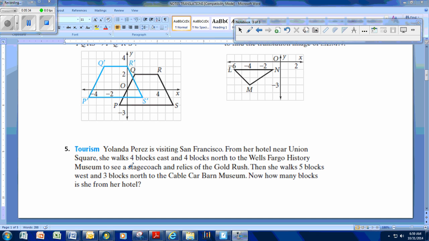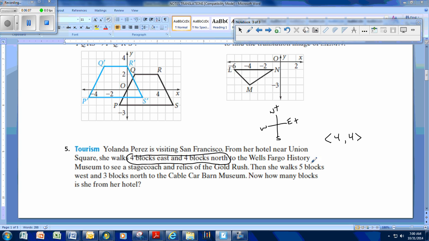In our last example, we have a real-world situation. We have this person, Yolanda Perez. She's visiting San Francisco. From her hotel, she walks 4 blocks east and 4 blocks north. So I'm going to write that as a vector. 4 blocks east, if you look at a compass, north, east, south, west, east would be positive, so 4 blocks east and 4 blocks north would be positive. So 4, 4 would be your first translation.